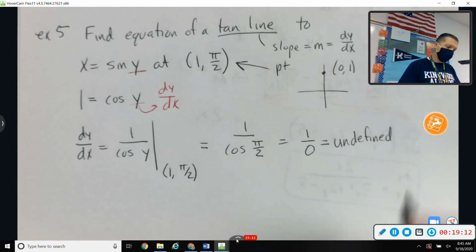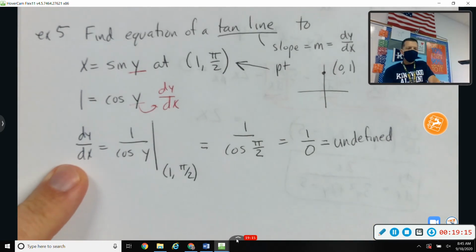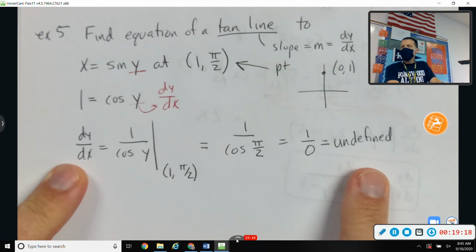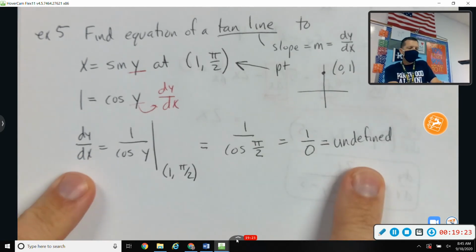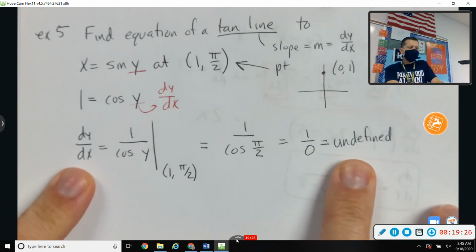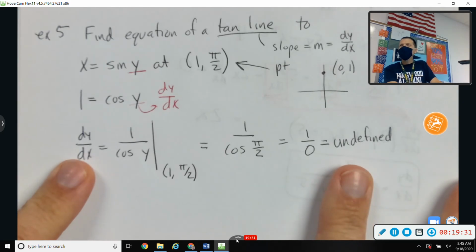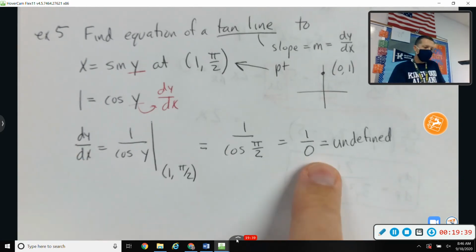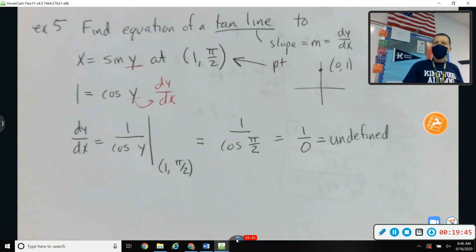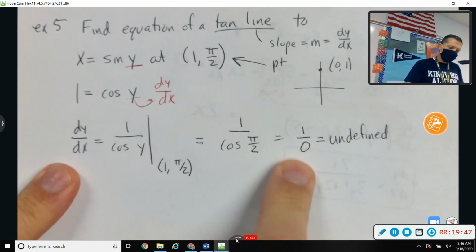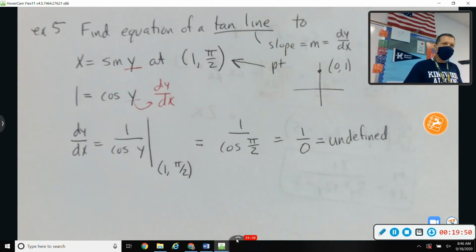Because what we're looking for is a slope, but we just found a slope that's undefined. But that doesn't mean the problem is done, because you hopefully remember from Algebra 1, what an undefined slope looks like. Straight up and down. Usually we get 1 over 0 and say, oh, I can't divide by 0, we're done. This time we're saying, well, no, we're not quite done. It is undefined, but undefined slope has a meaning.